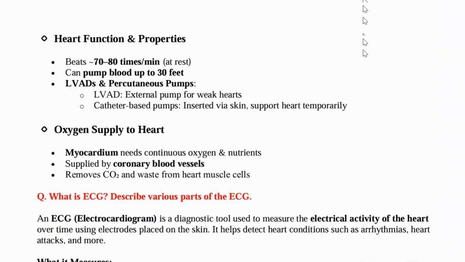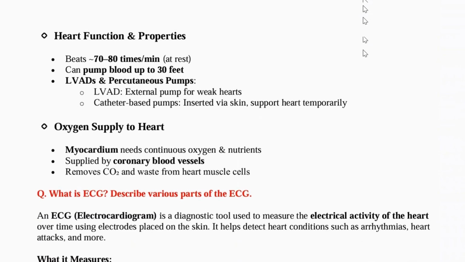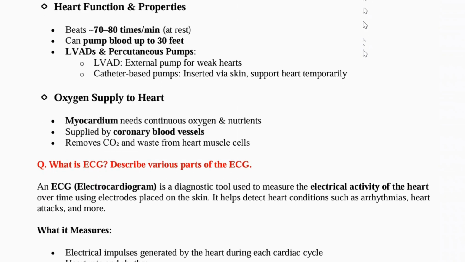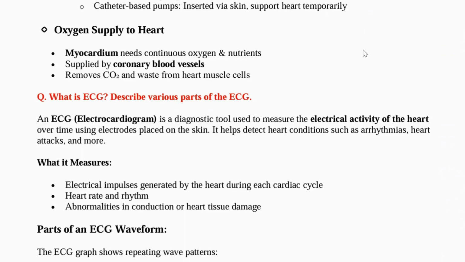Next, heart functions. It beats 70 to 80 times per minute. Pumps blood up to 30 feet. And supplies oxygen to blood. Myocardium needs continuous oxygen and nutrients. It is supplied by the coronary blood vessels. It removes the CO2 and waste from the heart muscle cells.